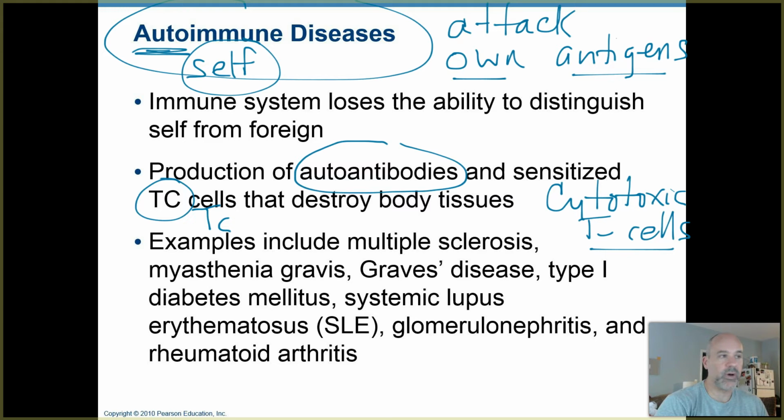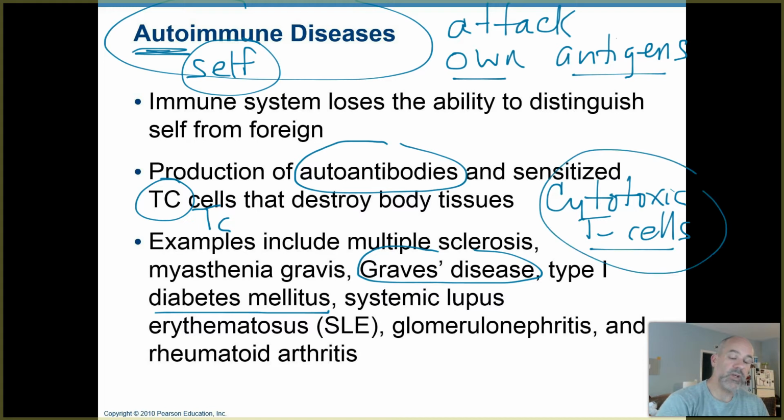There are many different examples of autoimmune diseases, and some of these you've learned about before, such as Graves' disease. We talked about that during endocrine. That's an autoimmune disease of the thyroid, where you make antibodies that attach to the follicular cells in your thyroid, and they mimic thyroid stimulating hormone and cause those cells to overproduce T3 and T4 hormones. Type 1 diabetes mellitus: in that case, you make cytotoxic T cells that destroy the beta cells in the pancreas that make insulin, and so you can no longer make your own insulin.